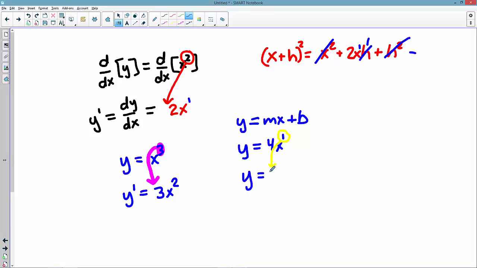No, let me use blue. 1 times 4x, but don't forget I've got to drop this power by 1, right? So this power has to subtract 1, so it's 4x to the 0, which is 1 times 4 times 1, which is just 4. And that should come as no surprise, because you already know the slope in a linear function. It's always the m. And so we got the answer.